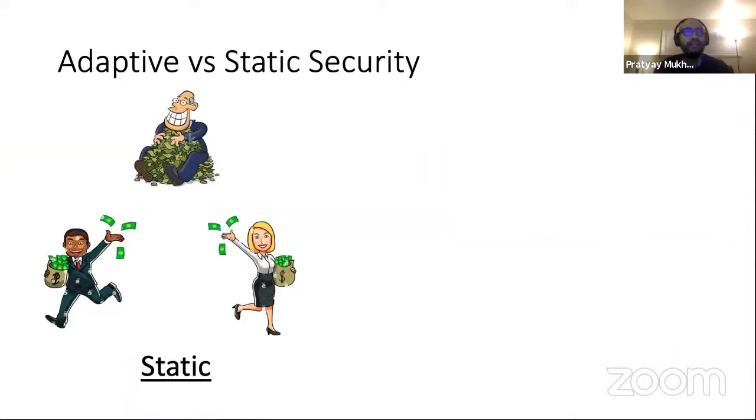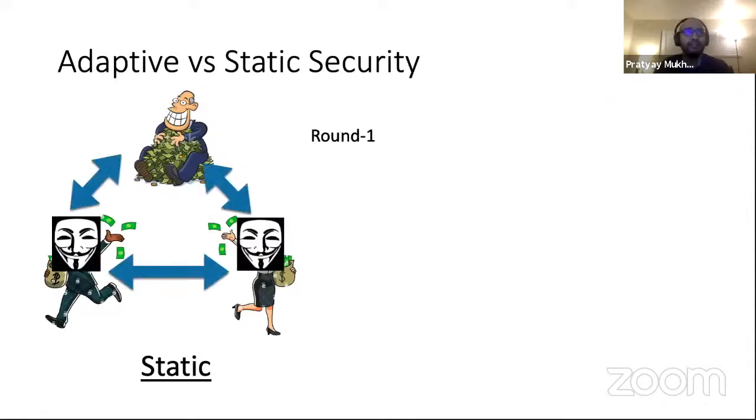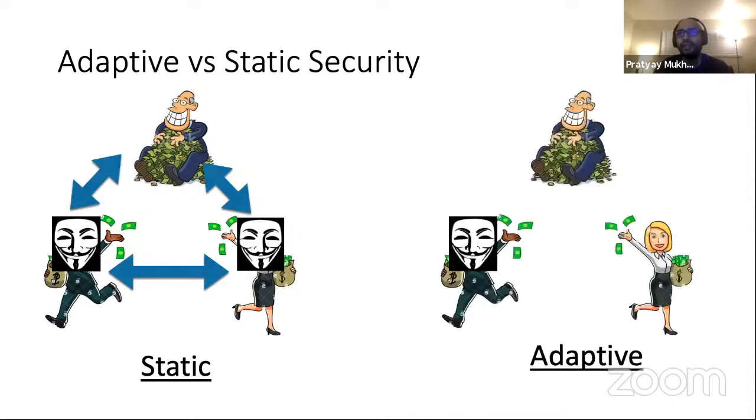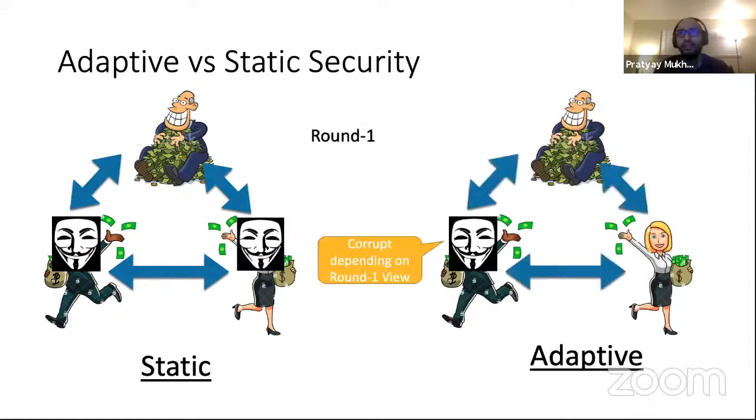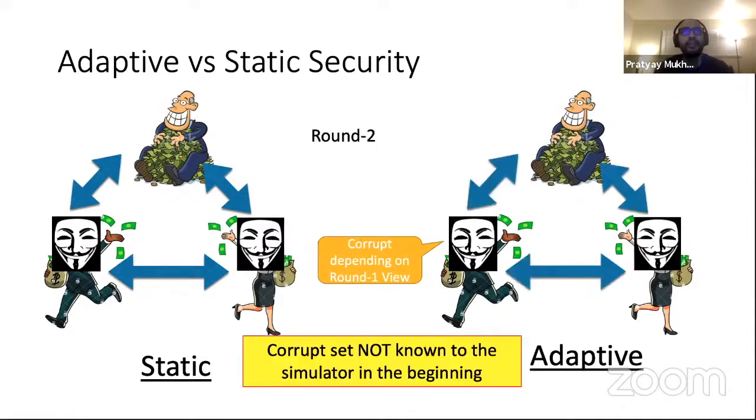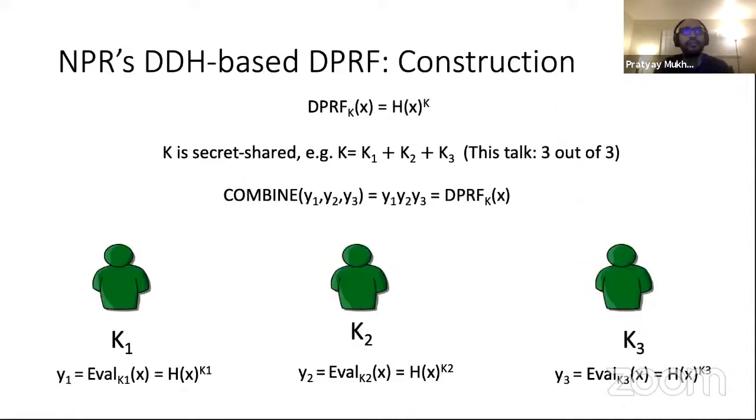In static security, basically, parties are corrupted in the beginning of the execution, and this just stays the same. Whereas in the adaptive setting, parties can be corrupted at any time during the execution. For example, the adversary can gather some knowledge and then decide to corrupt other parties. Let me briefly talk about the DDH-based DPRF and our augmentation.